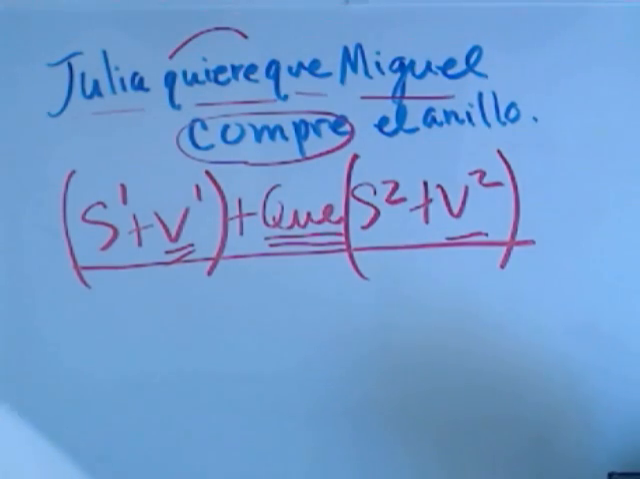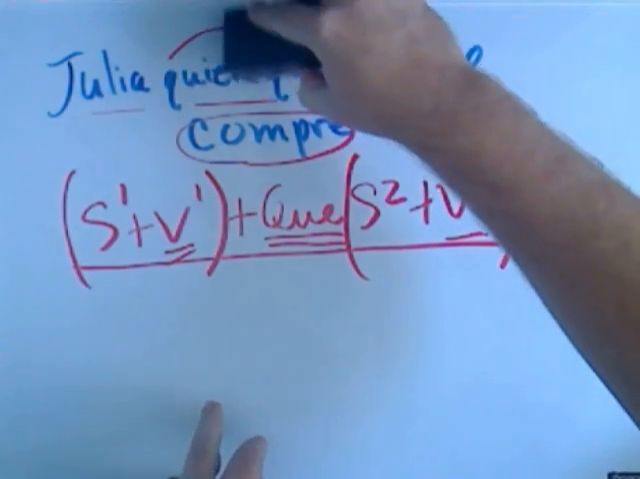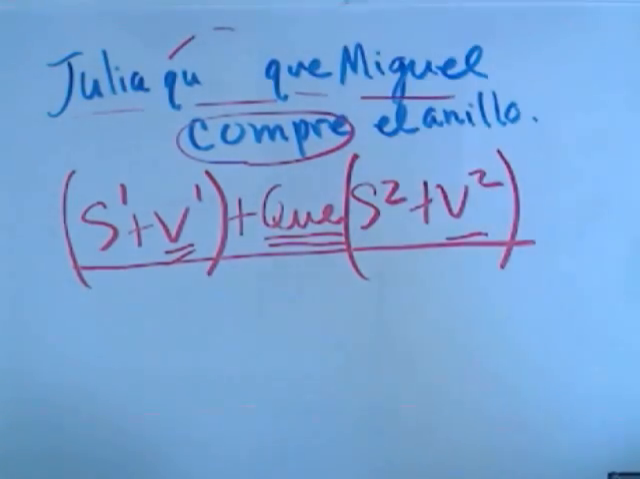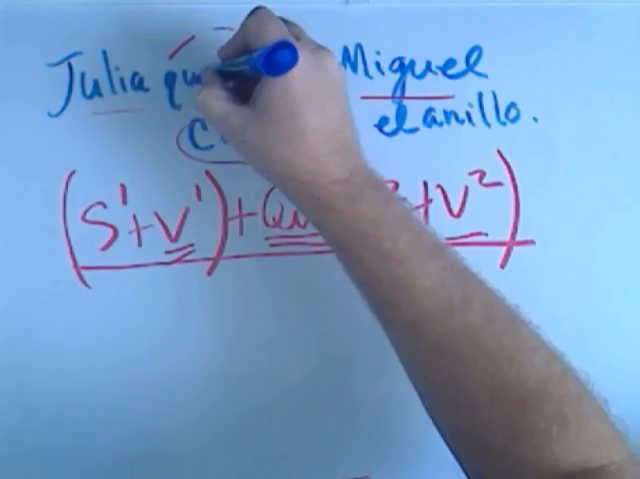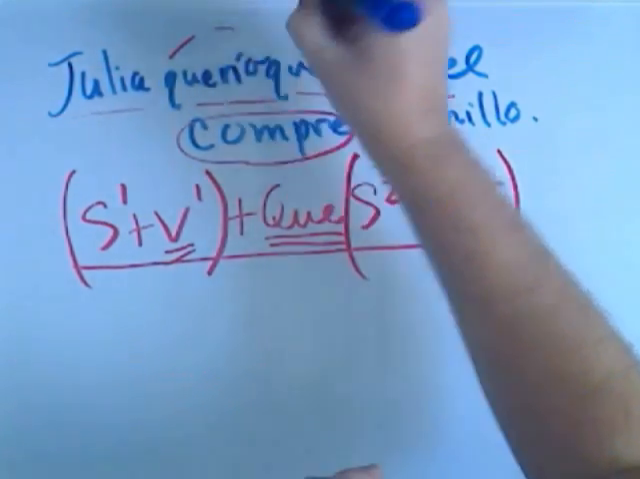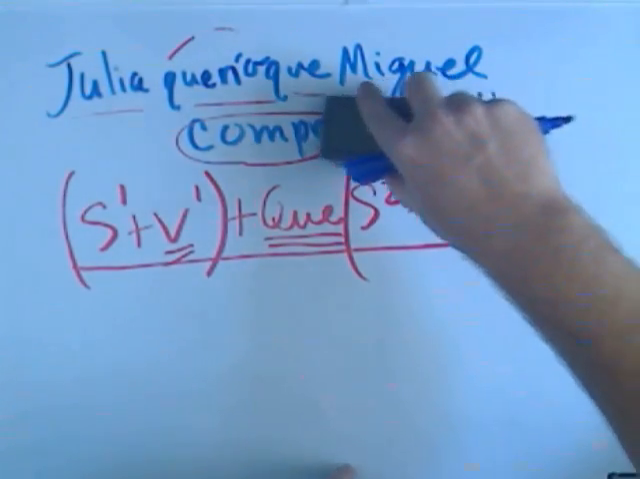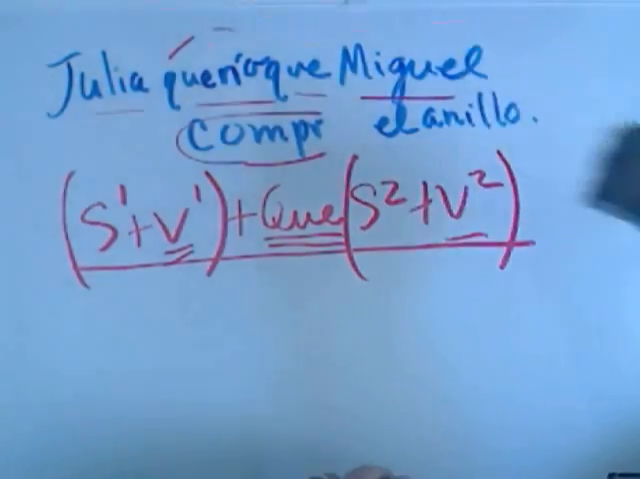Okay, so let's come back to this original example that we have here. Julia quiere que Miguel compre el anillo. Now we have that in the present subjunctive. So what's going to happen if we were talking about the past and instead of quiere it was Julia quería, we're using the imperfect, the past tense, Julia quería in the past, que Miguel, what's going to happen with this verb here? Well, remember, it's going to be in the past subjunctive.